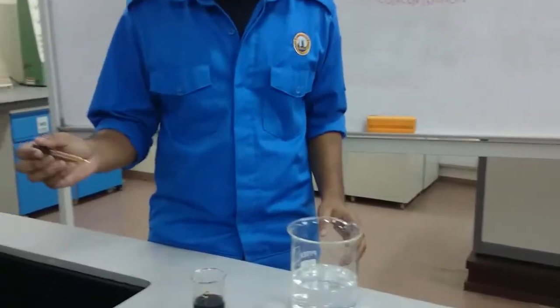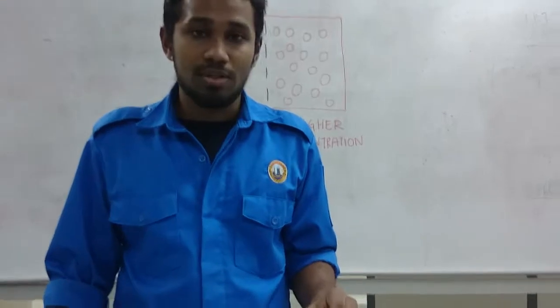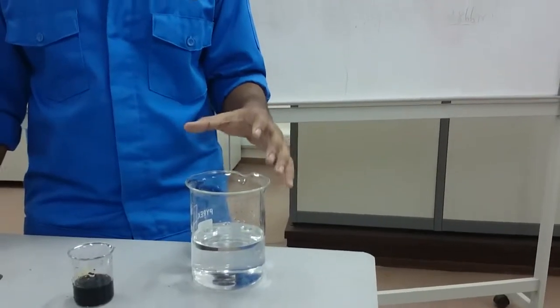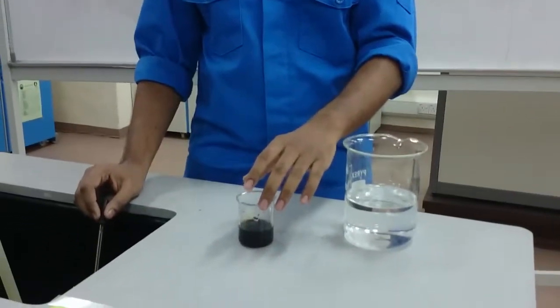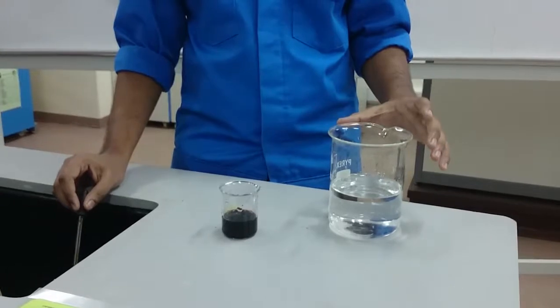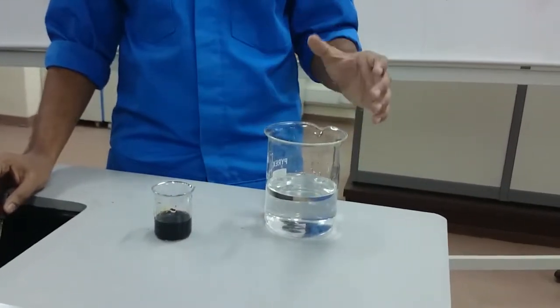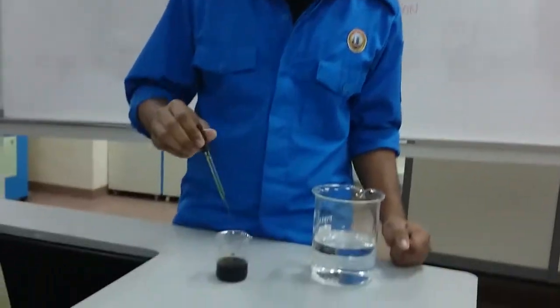Now, I will show you that when we place a drop of iodine into water, it will disperse into the water molecules. This explains that the movement of iodine molecules into the water molecules is from a higher concentration into a lower concentration, which clearly explains the concentration gradient. Now, let me show.